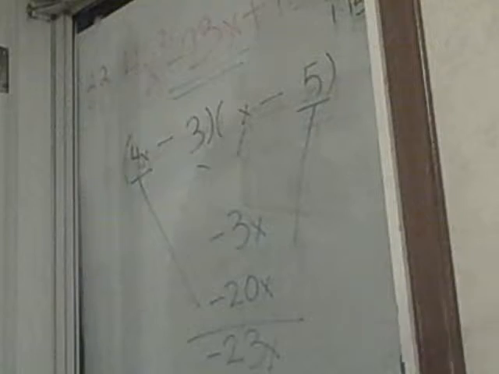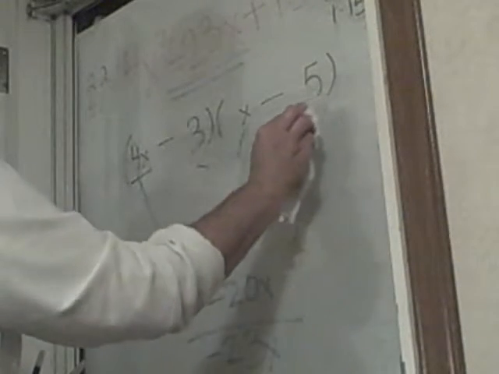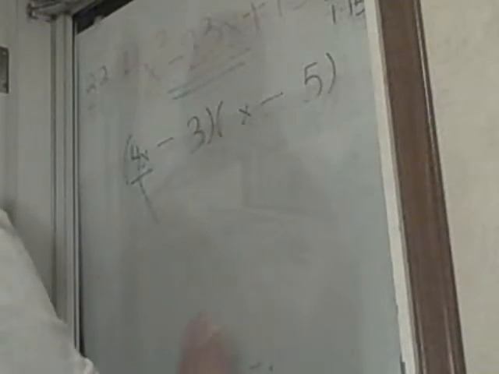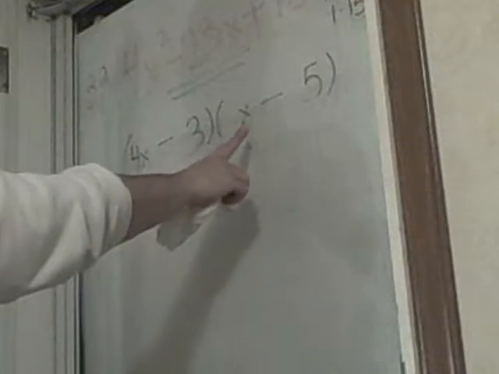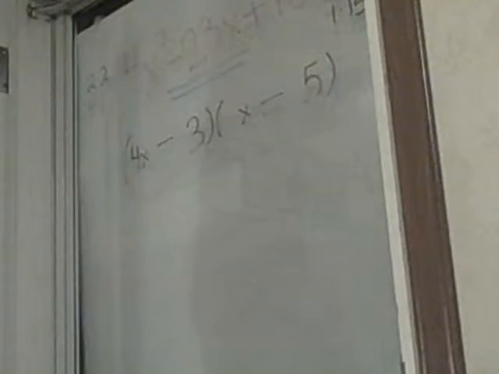So I've just factored this trinomial. And that's what it looks like: 4x minus 3 times x minus 5. Hopefully it's getting a little bit simpler for you. Let's do a couple more examples in an attempt to get you to better understand it.